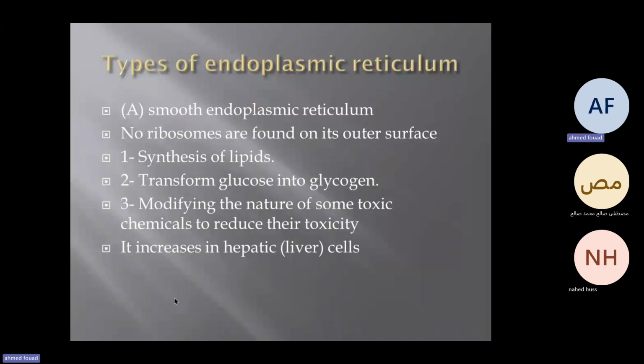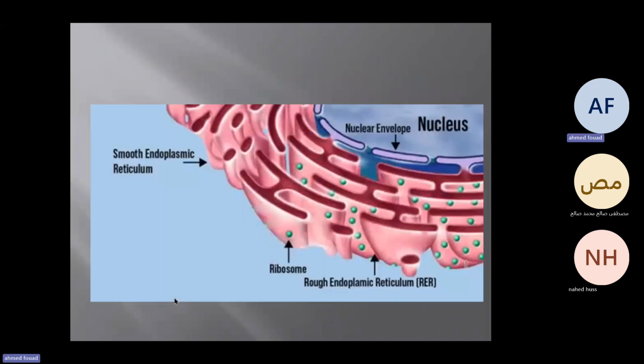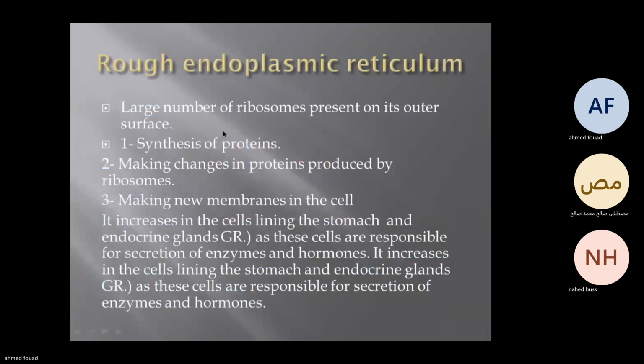ده شكل الاندوبلازميك ريتيكولم. في منها الراف اندوبلازميك، ده اللي هي عندها في الاوتر سيرفيس الرايبوسومز، وده السموث اندوبلازميك it doesn't have ribosomes. Let's talk about the rough endoplasmic reticulum. We call it by this name because its outer surface is filled with or contains ribosomes.